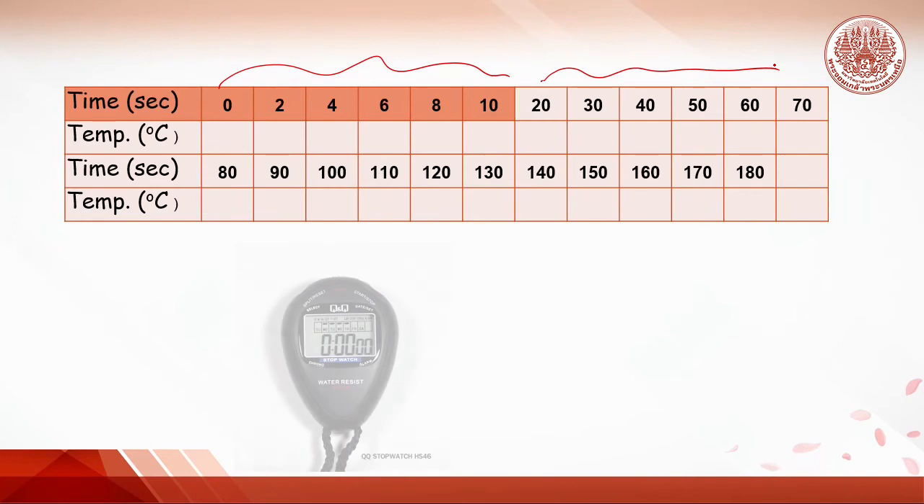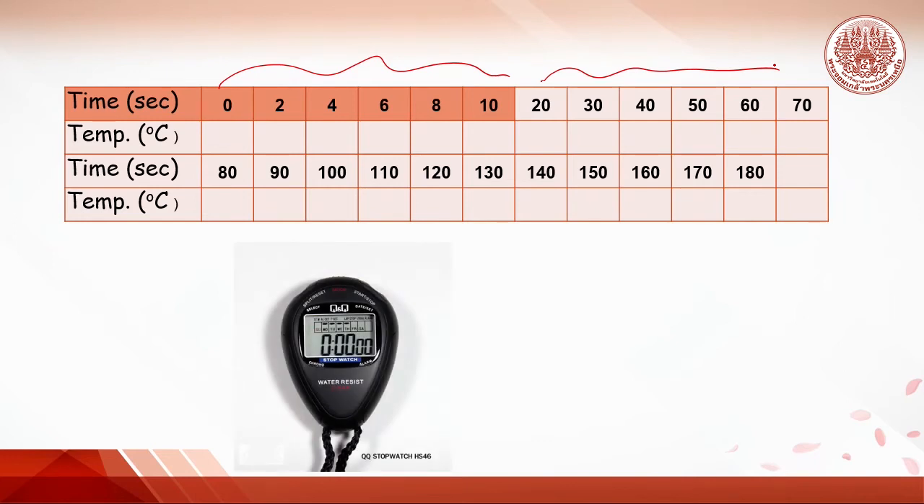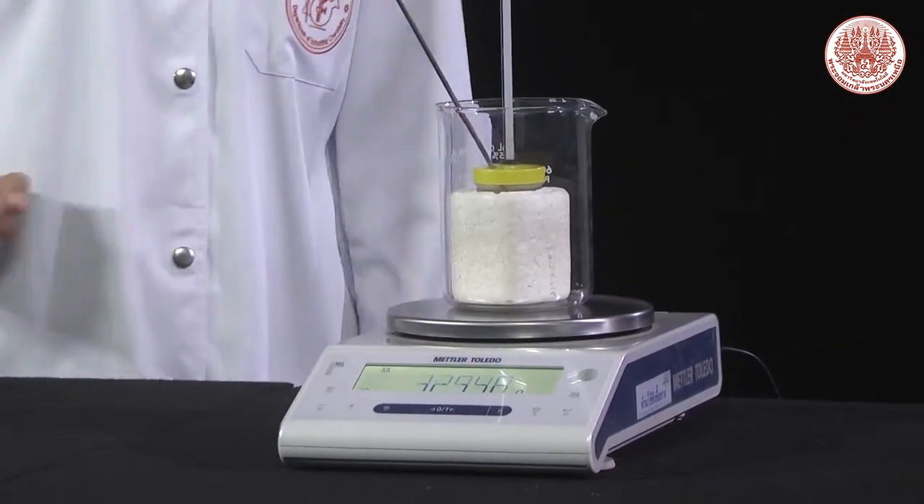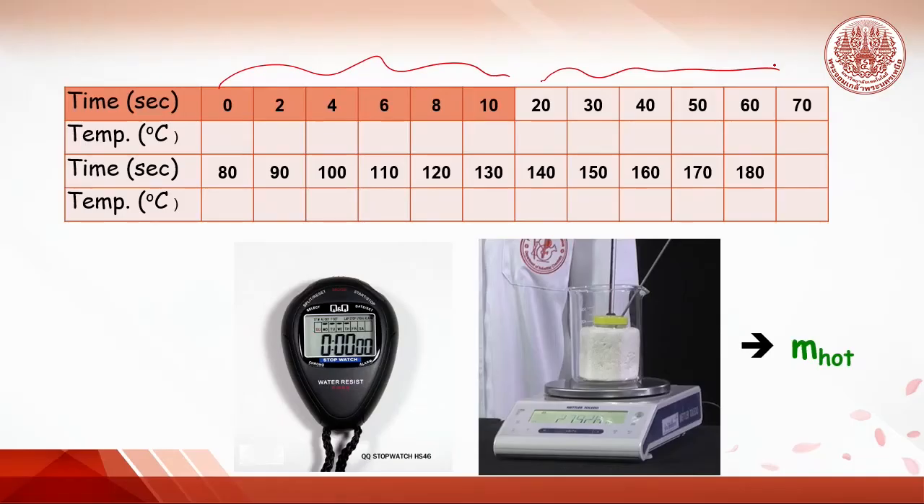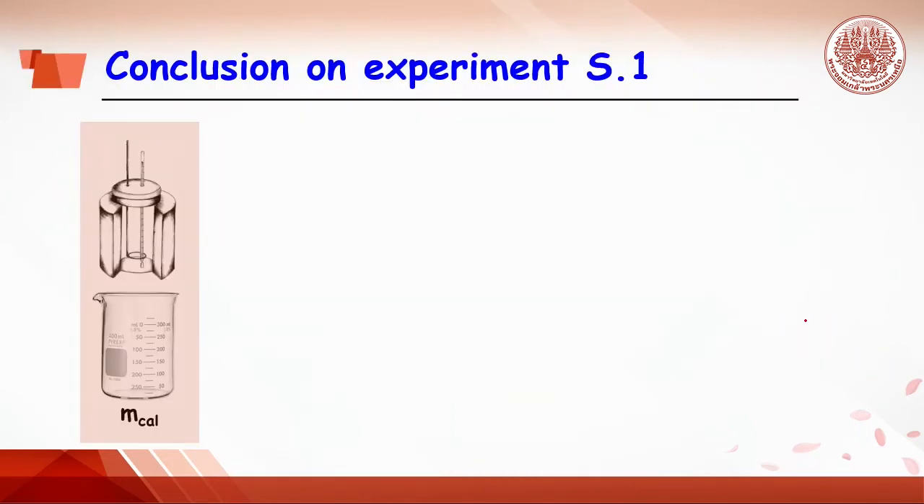Remember that timer should be ready by the time of mixing, since the temperature will change really fast in the beginning of mixing. Weigh the calorimeter containing warm water, from which weight of hot water will be obtained. Conclusion in experiment section 1.